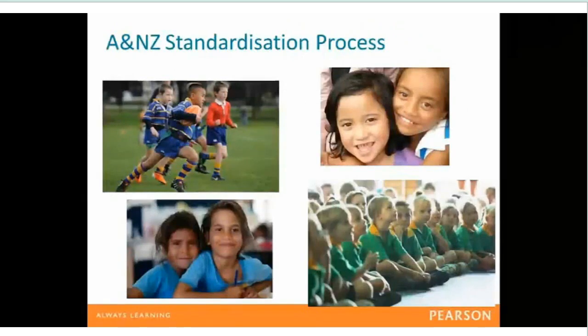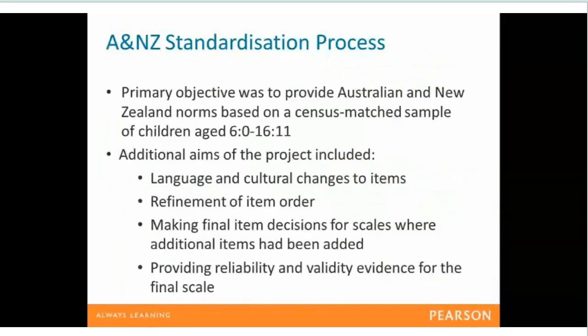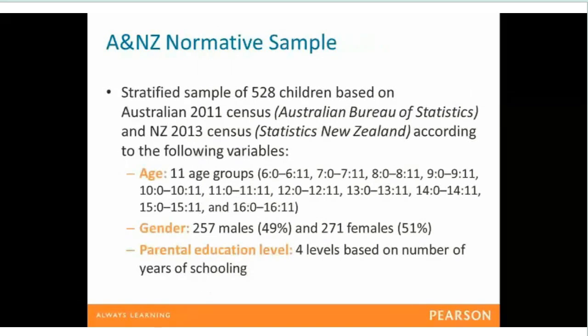Now a bit about the A&Z standardization process. We wanted to provide Australia and New Zealand adapted assessments, but also norms that were based on the census. And the census matched sample of children comes from both countries. The age range that we've tested is 6 years up to 16 years and 11 months. Prior to collecting any data, the content of the WISC-V was language and culturally adapted. The normative sample is based on 528 children, and we used the 2011 census from Australia and the 2013 census from New Zealand to help us stratify the data.